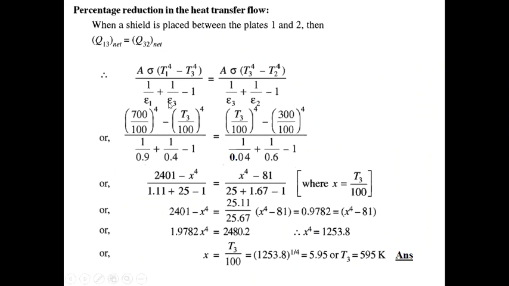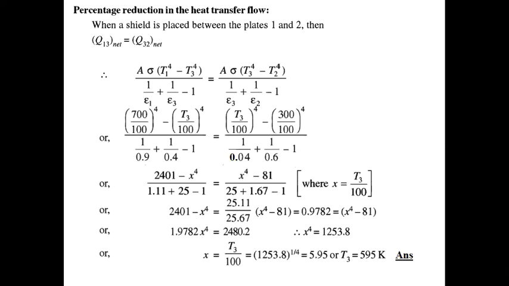So first we find the temperature. Q13 net equals Q32 net. If we put the values, A sigma, because A remains the same, A sigma times T1 to the power 4 minus T3 to the power 4 divided by 1 by epsilon 1 plus 1 by epsilon 3 minus 1 equals the corresponding term with 1 by epsilon 3 plus 1 by epsilon 2 minus 1. Here we consider T3 by 100 as X, and put the value of sigma, 5.67 into 10 to the power minus 8. On both sides sigma also cancels out.